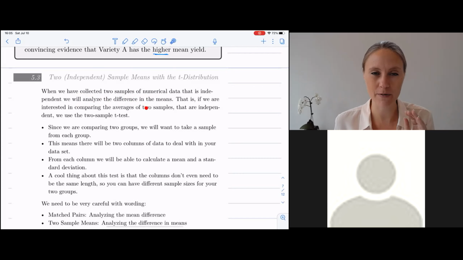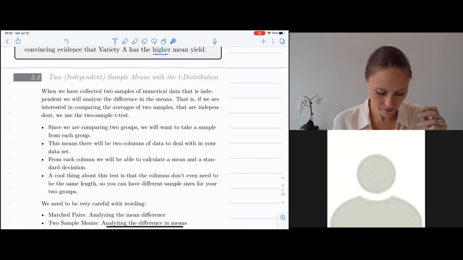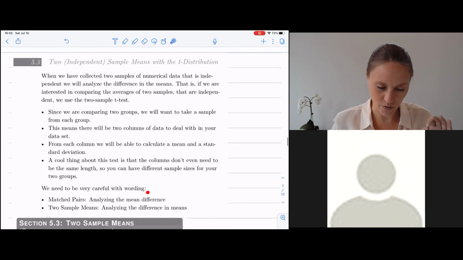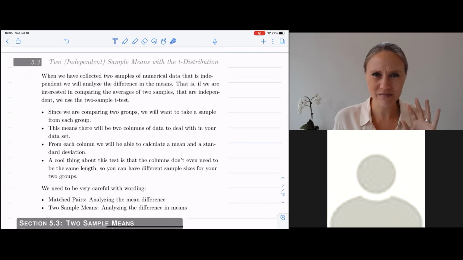Notice, and I've emphasized it later down here, that I'm talking about the difference in the means, whereas in the previous section with paired data, we talked about the mean difference. Right down here, we need to be very careful with the wording. It gets a little finicky there.